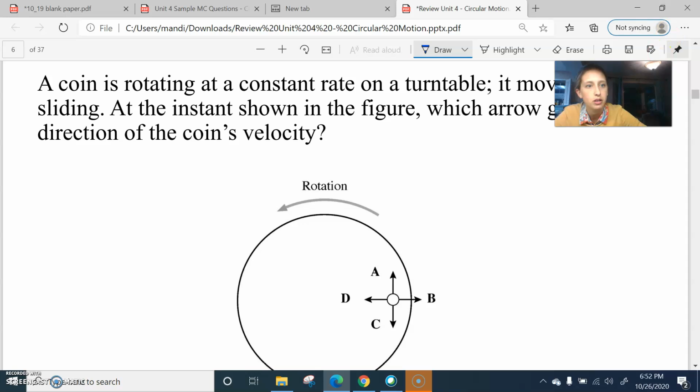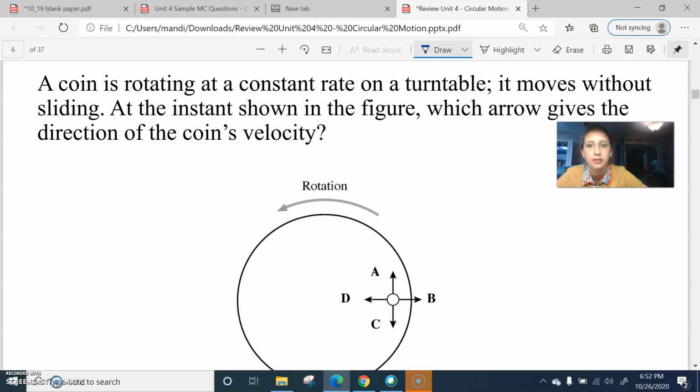Okay, a coin is rotating. This was a free response question on the AP1 test one year. At the instant, what's the coin's velocity? So our acceleration is center seeking. So if it asks for the acceleration, that'd be D. So if that's our center seeking centripetal acceleration, that means A's got to be our velocity. It's got to be a right angle.